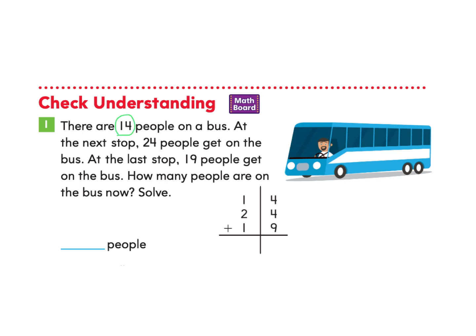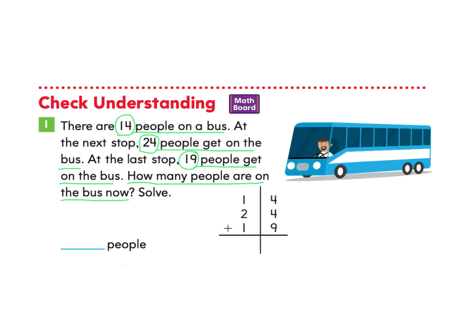Let's take a look at the check for understanding. There are 14 people on a bus. At the next stop, 24 people get on the bus. At the last stop, 19 people get on the bus. How many people are on the bus now? Solve. So they have an addition equation that has the 14 people on the bus, and then the 24 people that got on the bus, and the other 19 people that got on the bus. You can pause this video and solve this problem on your own, or you can follow along with me.